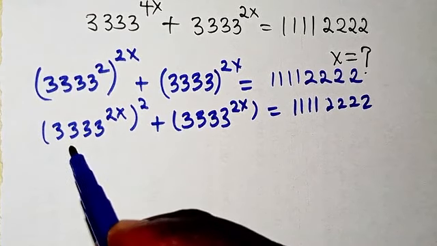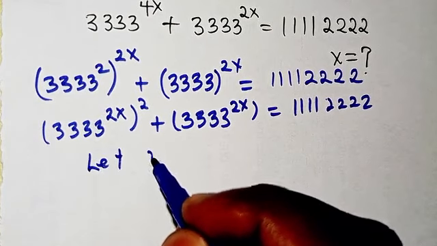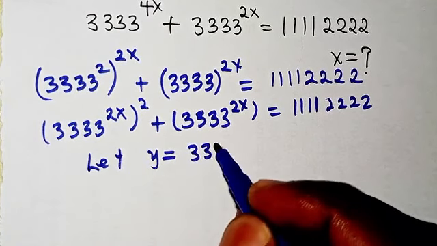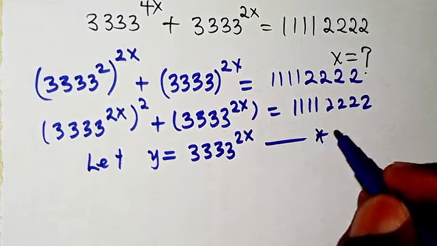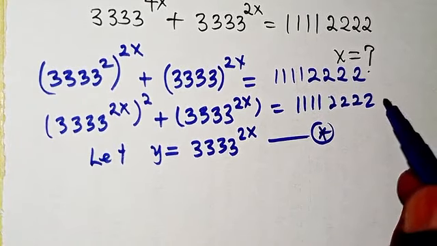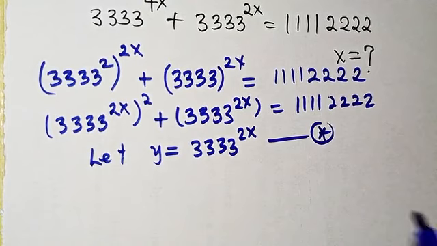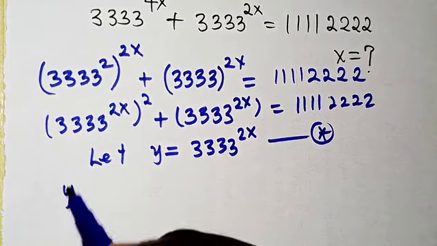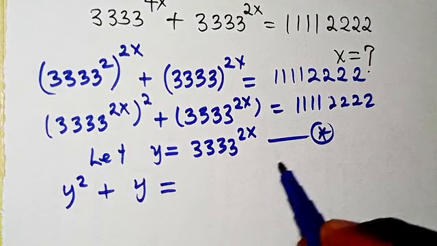From here you can see that these inside the parentheses are the same thing. So let y equal 3 to the power of 2x. Let's call this equation star. Now anywhere we see this, we're going to replace it with what? We replace it with y. So we're going to have y squared plus y, then equals.